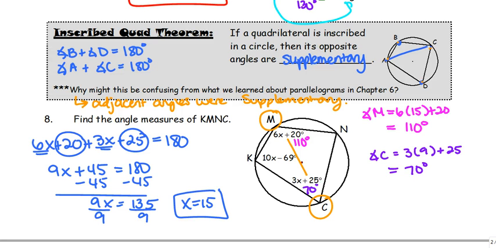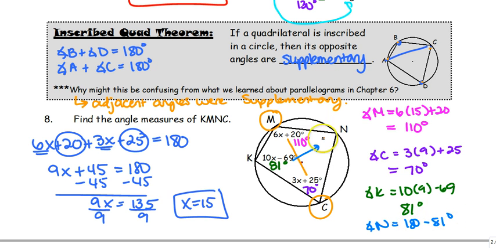We do have to plug in for angle K. 10 times 9 minus 69 is going to leave us with 81 degrees. If that is 81, the opposite angle is supplementary. So to find angle N, we do 180 minus 81 degrees to find that that is going to be 99 degrees. All right, go ahead and turn on over to that next page.